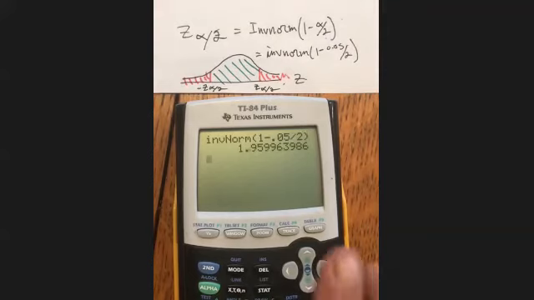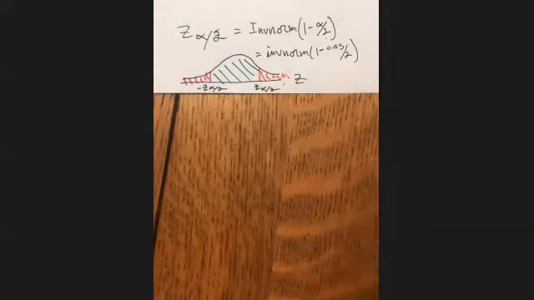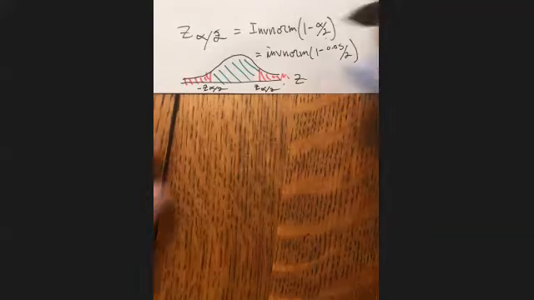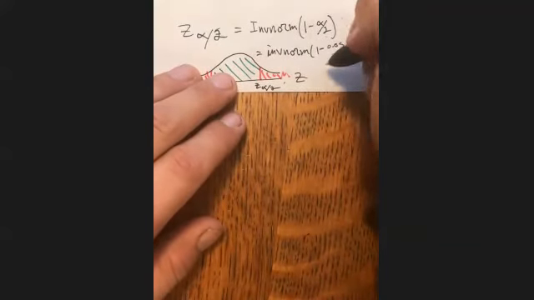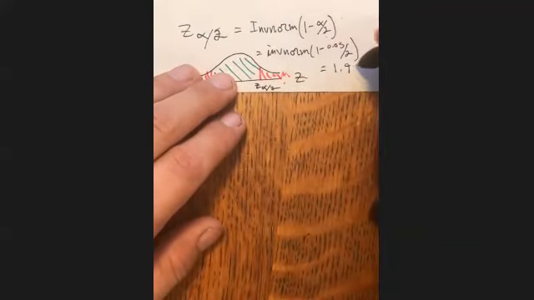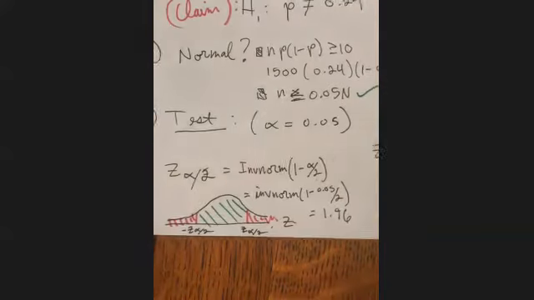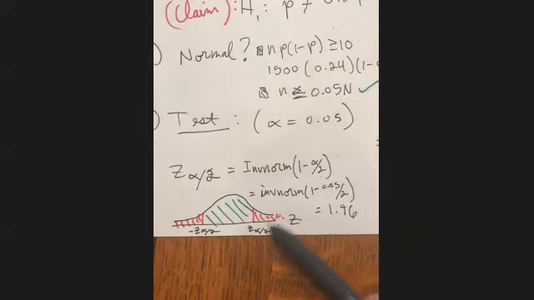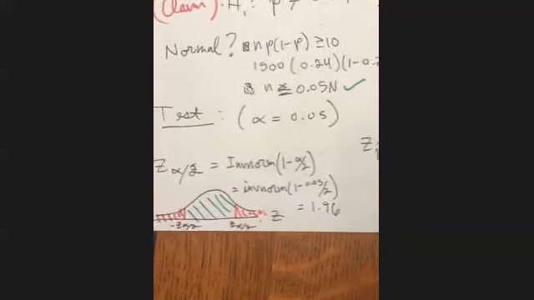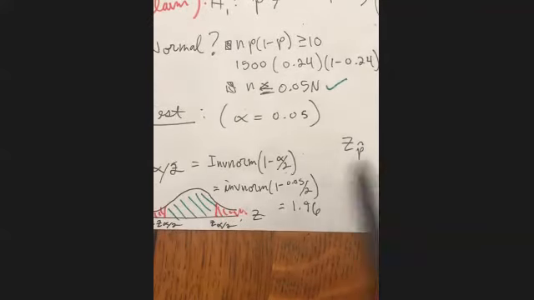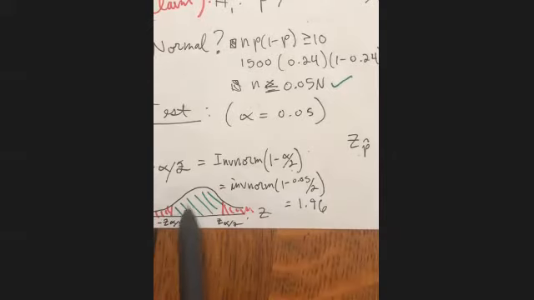So our cutoff is 1.96. That just means the 2 cutoff points in Z land are 1.96 and negative 1.96. So now all we need to determine is, does this ZP value fall in one of these red areas or the green area?